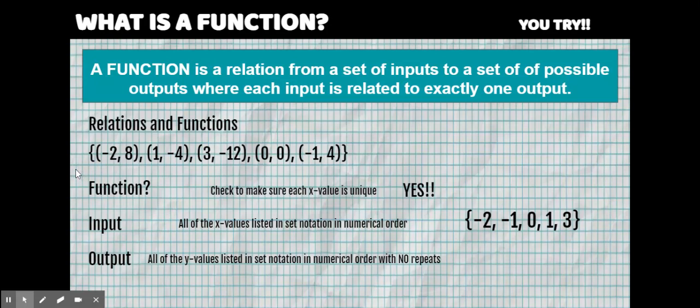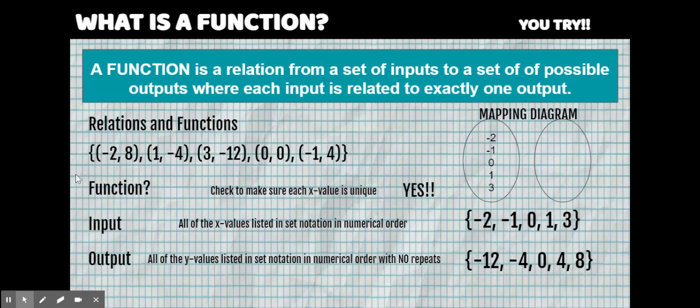So what does our output look like? Hopefully you wrote that in there: -12, -4, 0, 4, and 8. In this case, I didn't have any repeats, and I needed to make sure it was in set notation with our braces, and we needed to make sure it was in numerical order. So if we have our listed input values and our listed output values, we can make a mapping diagram from this. So remember, what is a mapping diagram made up of? Two ovals, one on the left that represents my input values listed in numerical order from top to bottom, and a right oval that lists our output values from top to bottom.